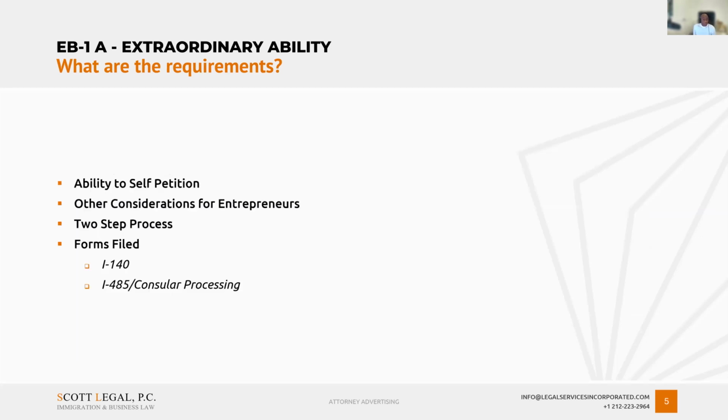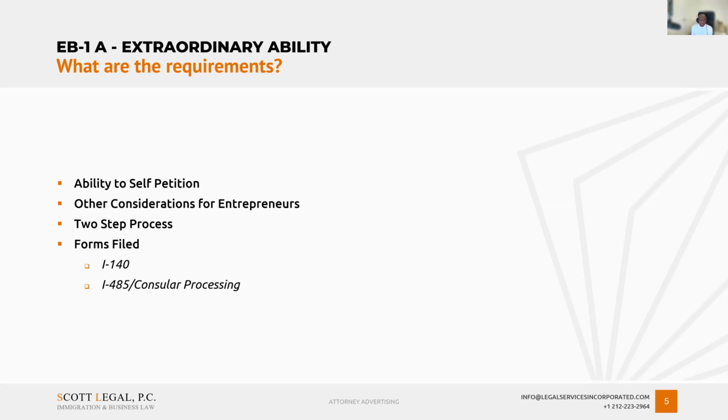So the other thing to think about with the EB1A extraordinary ability is that you can actually self-petition, right? So you don't need a job offer for this, which is great. You can file the petition on your own, right? So that's great. You just don't need an employer. When we look at the process again, this particular one is a 2-step process.